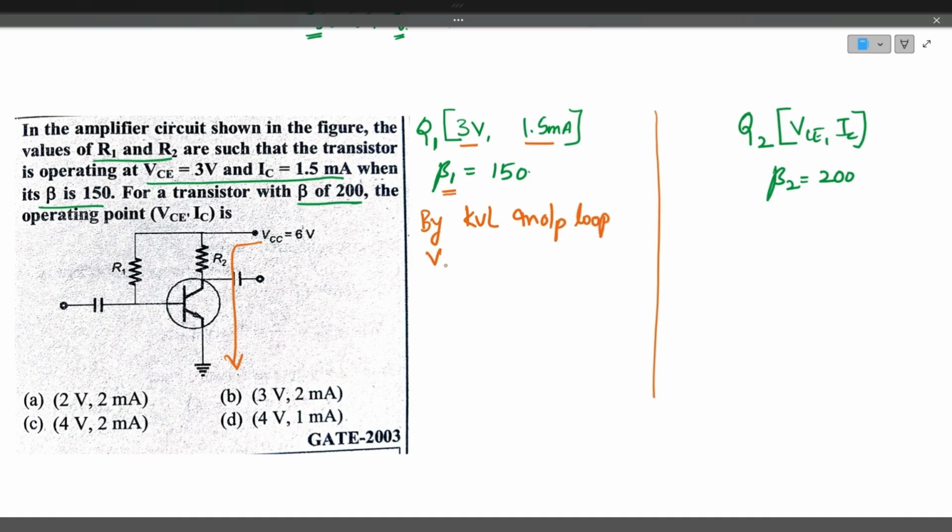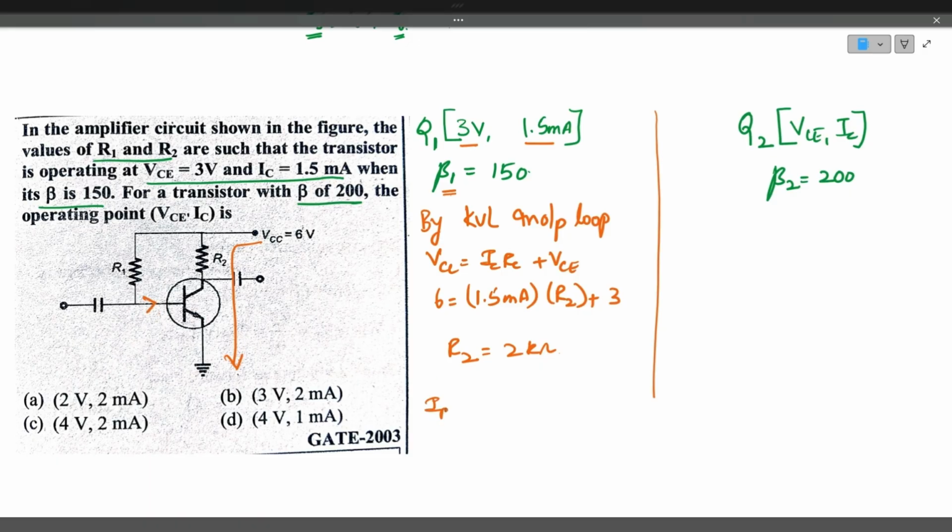I will get VCC is equal to IC RC plus VCE. VCC is 6 volts, collector current is given as 1.5 milliamps multiplied by the collector resistance, which is not known to us, R2. VCE is 3 volts. So by calculating this, R2 will be equal to 2 kilo ohms. We got it. Next, I would like to find out the base current here.